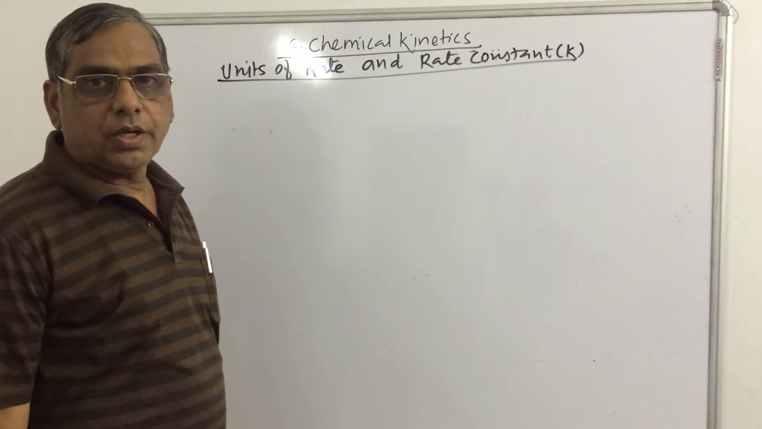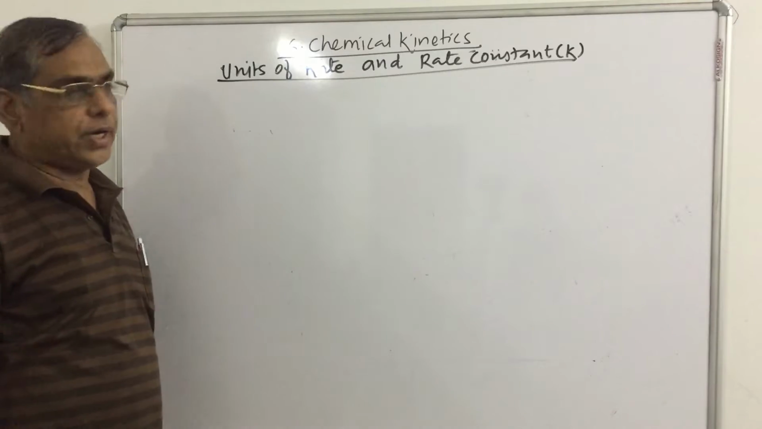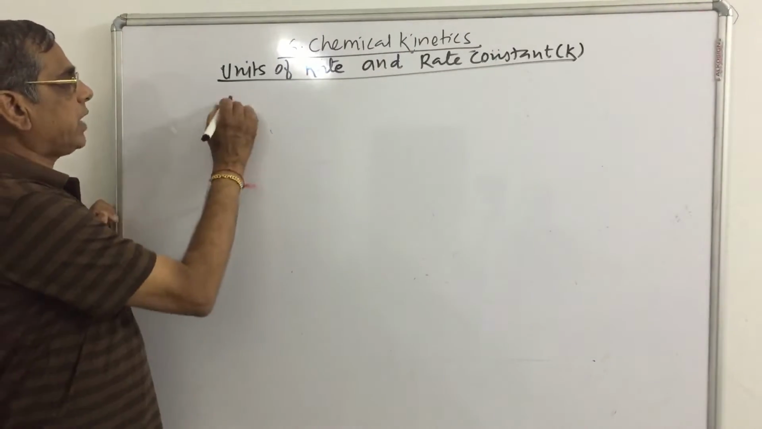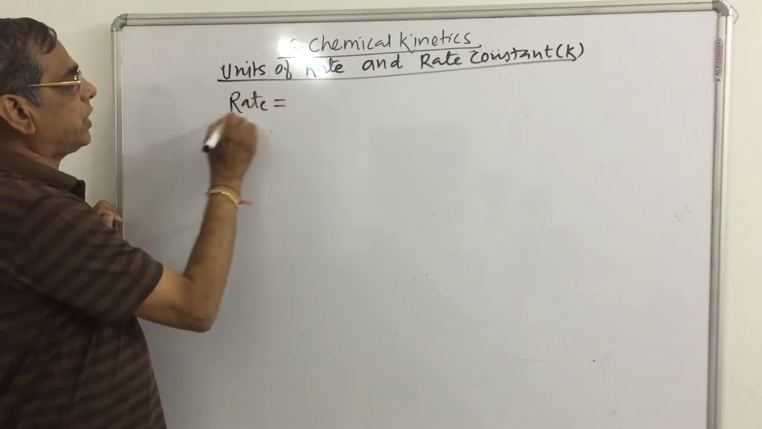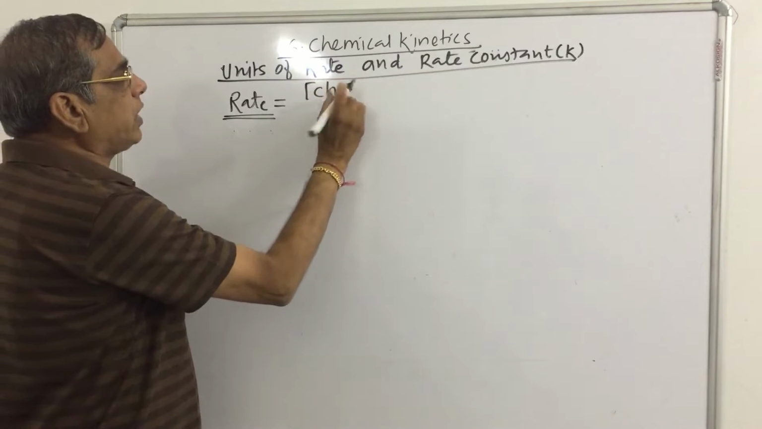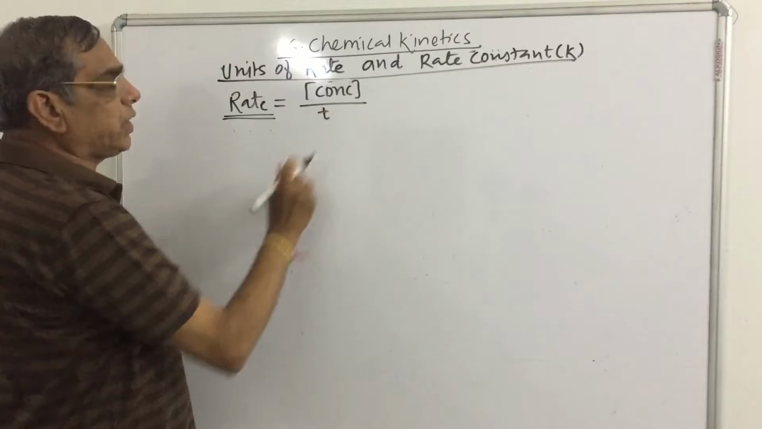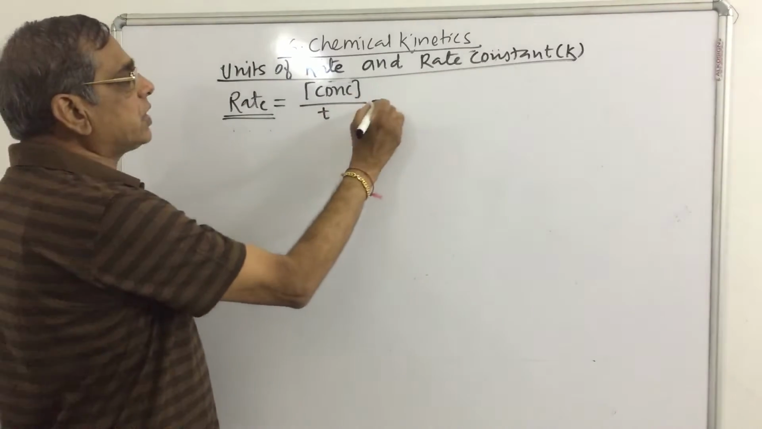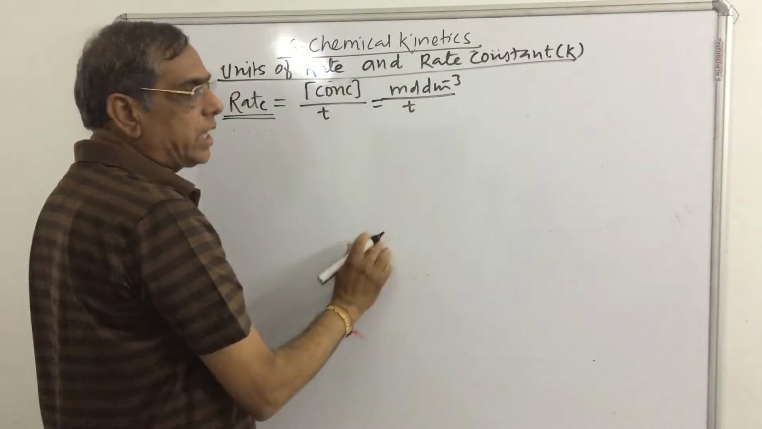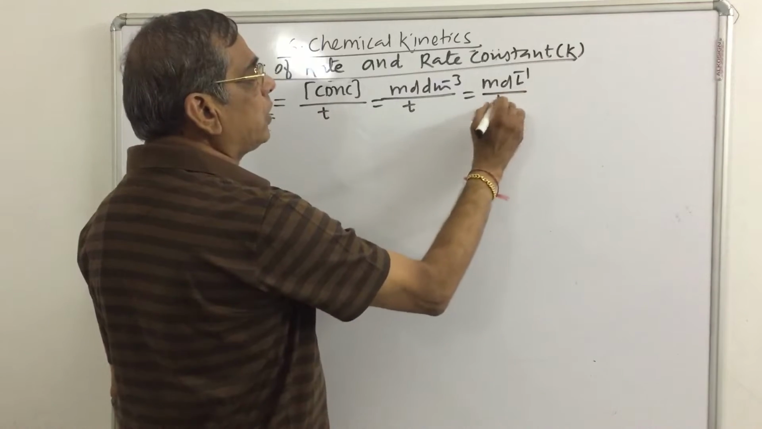Hello student, in this topic we want to study the units of a rate and the rate constant K. What is meant by rate? In our first lecture we studied the rate. Rate means the change in concentration of a reactant or a product per unit time interval, and generally concentration is expressed in mole per dm cube upon time, or we can say mole per liter upon time.